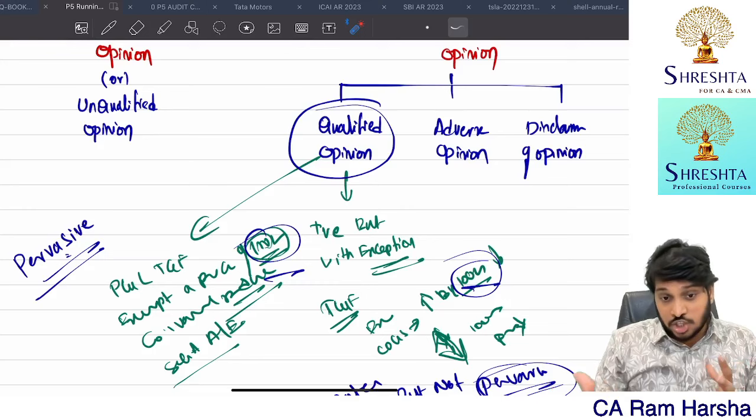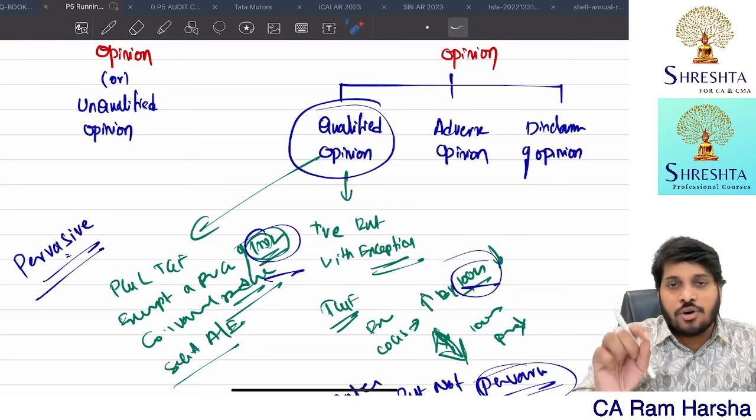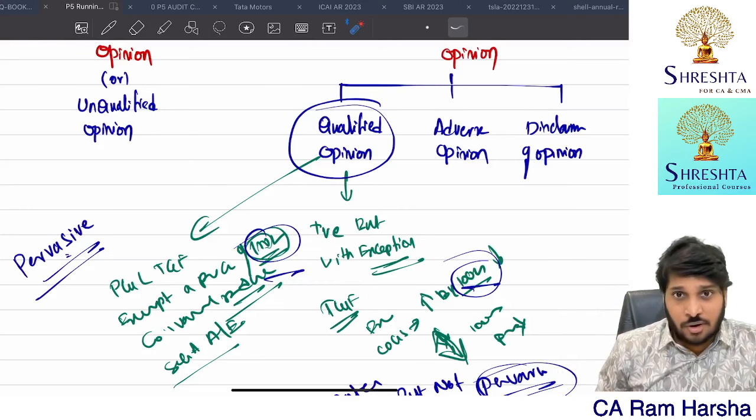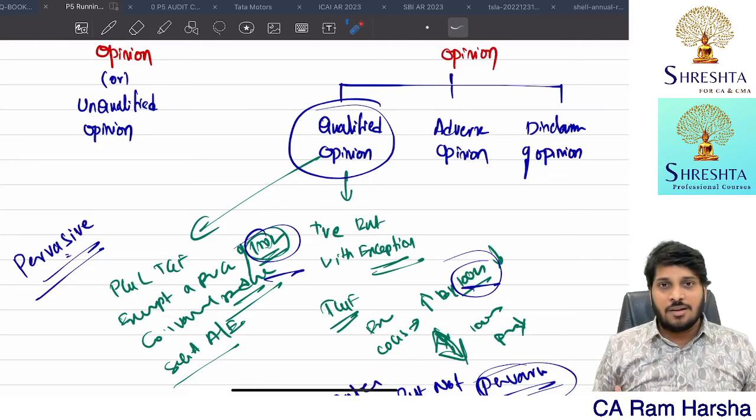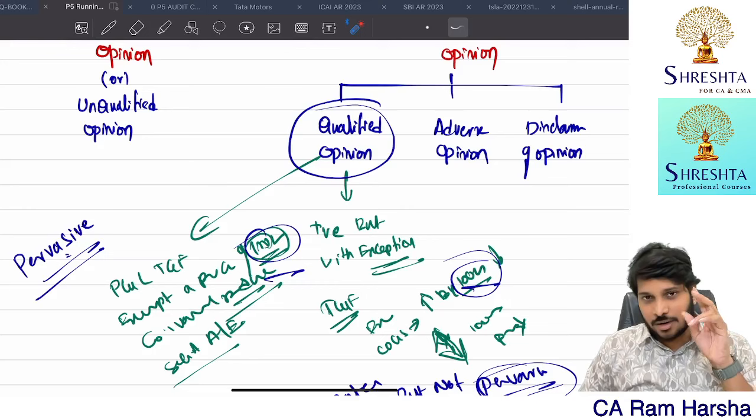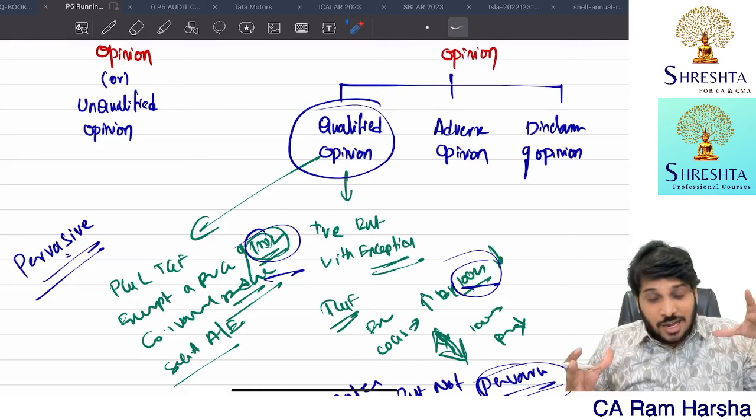Suppose I asked you about a new phone released in the market. I asked you, what is your opinion? You have never seen that phone. Can you say that's the worst phone? You cannot give any opinion without testing it. I did not test it. Whether it is right or wrong, I am not in a position to give an opinion. So I will not give an opinion. That's called disclaimer of opinion. So in this session, we understood how to frame opinions.